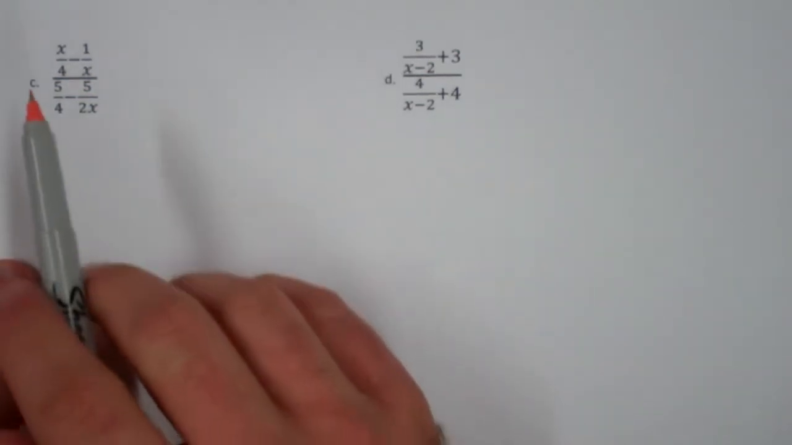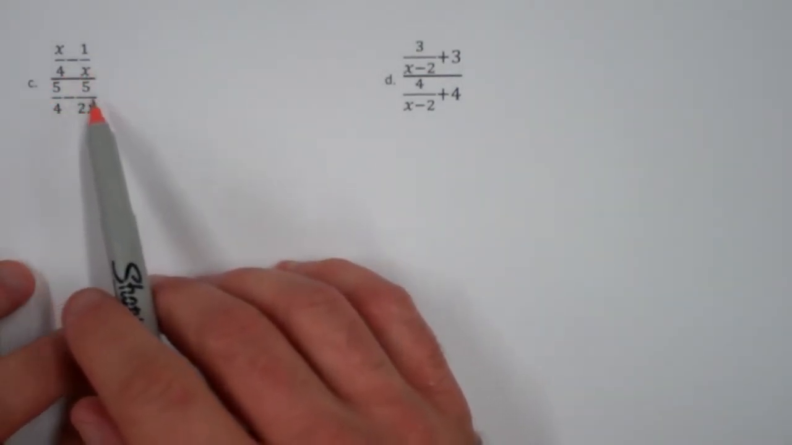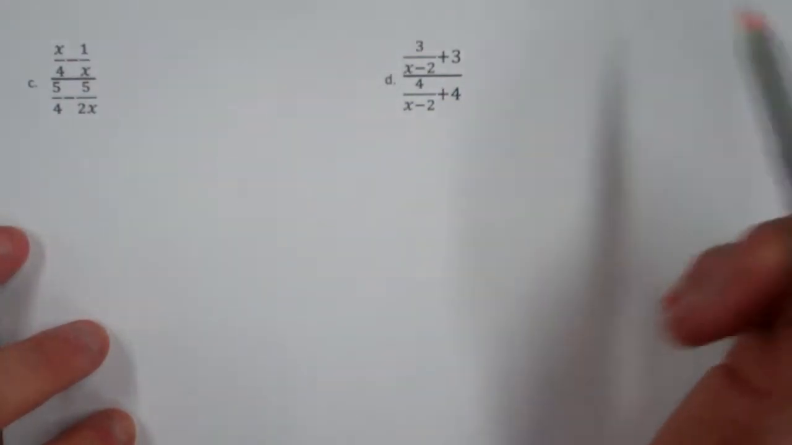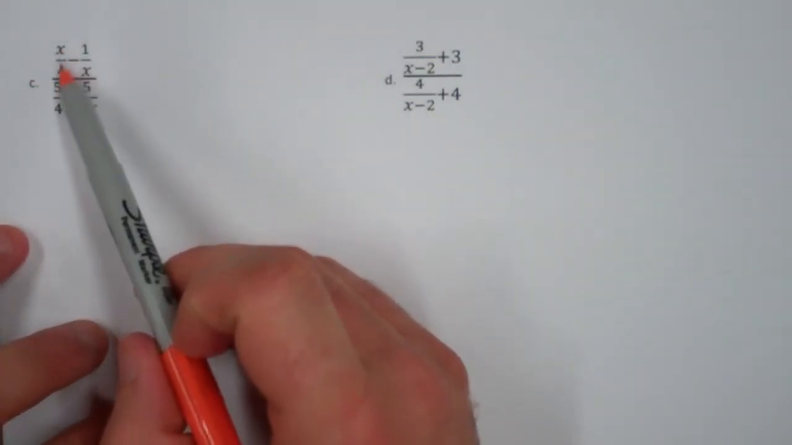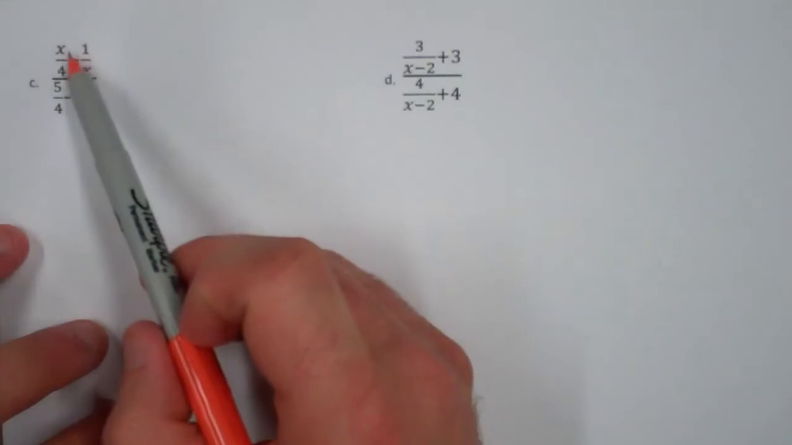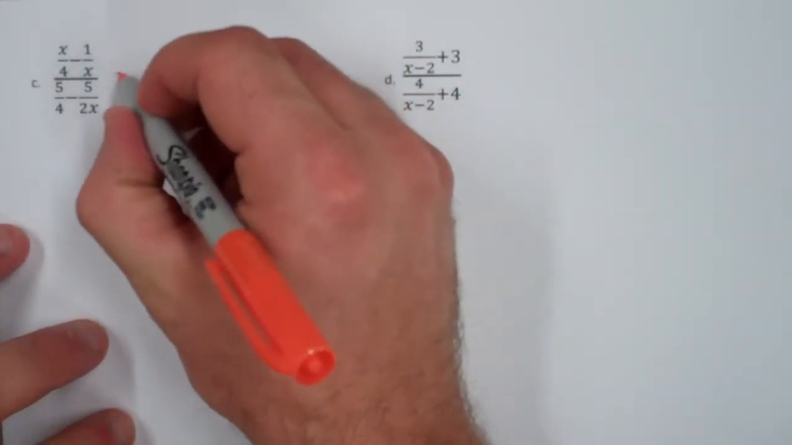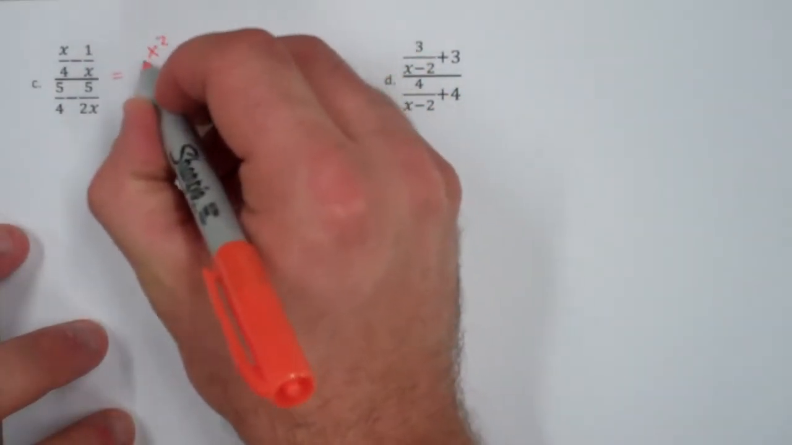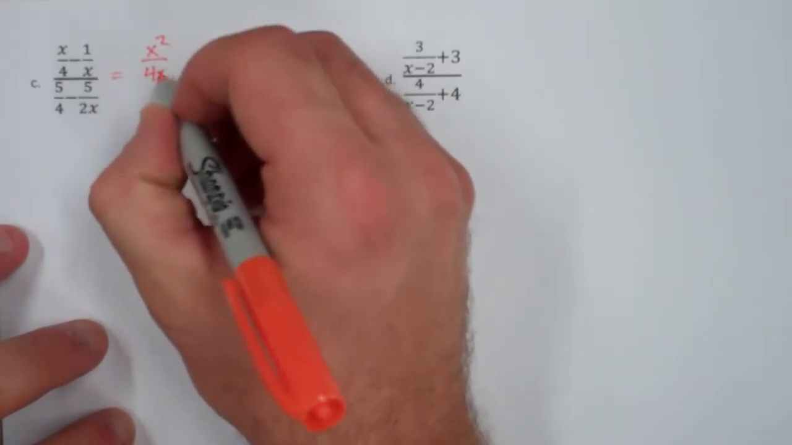This time we have some variables in the fractions. We can deal with them just fine. If we look at this x over 4, we're going to multiply it by x over x. So we've got x squared over 4x.